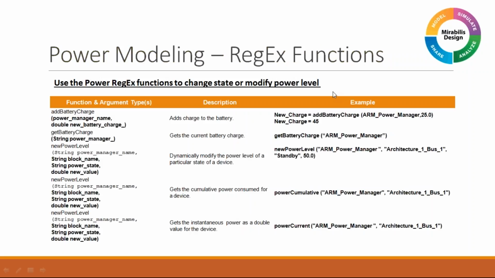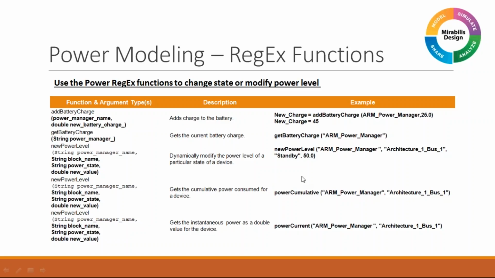And in addition to that, you can use the regex expressions that we provide. For example, if you want to add battery charge, you can use the function called add battery charge. And if you want to move from active state to standby state, or standby state to active state, of a particular component, I can just use new power level, and provide the power. I'm sorry, if you want to provide a new power level for a standby state or active state, you can provide that using new power level.